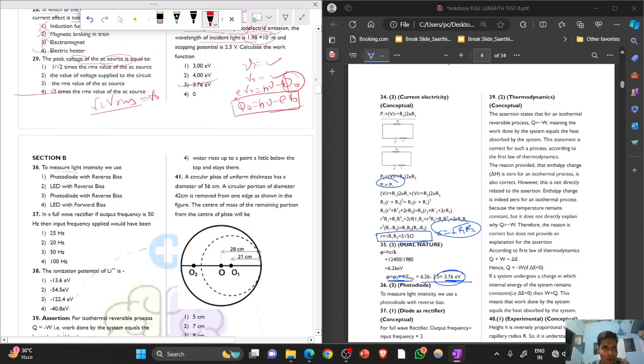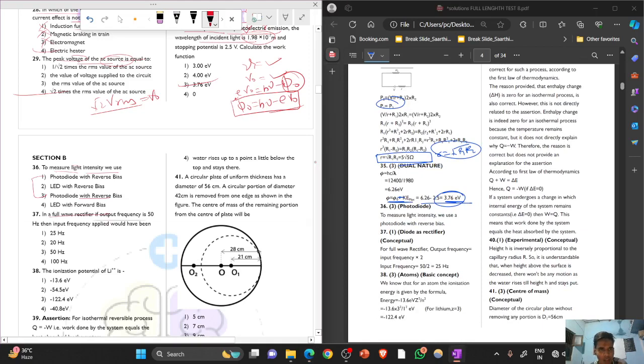For the measure of light intensity, what do we use? We simply use a photodiode. In reverse bias, or what case? Photodiode in reverse bias. Okay, the options will be the same, so 1 or 3 you will answer. Now moving ahead.